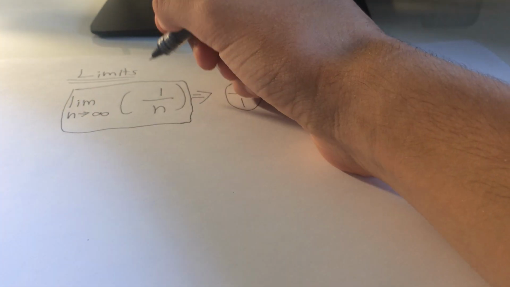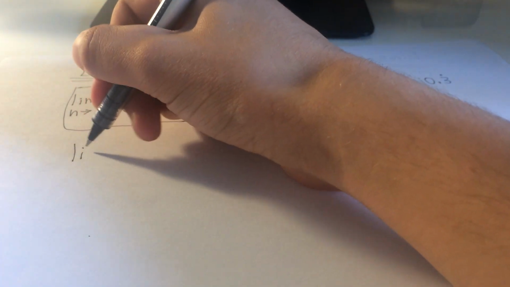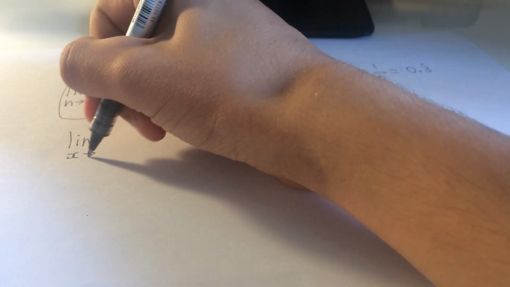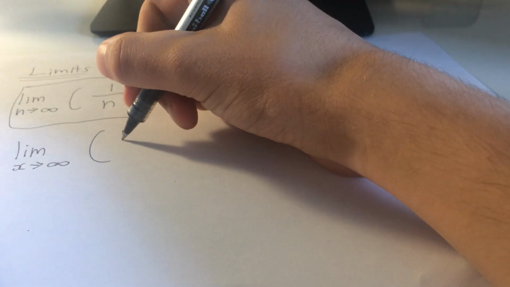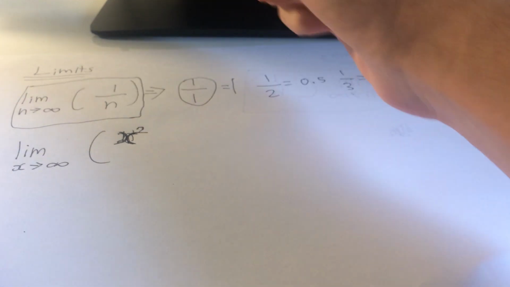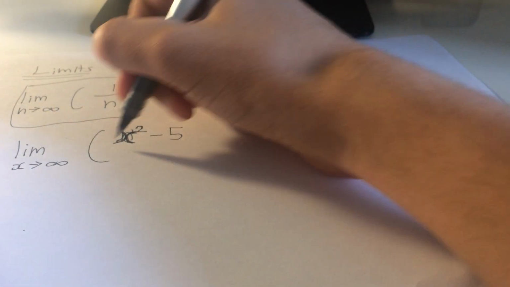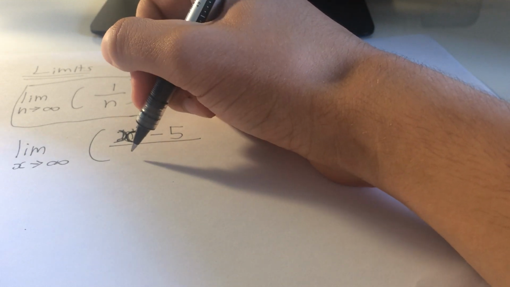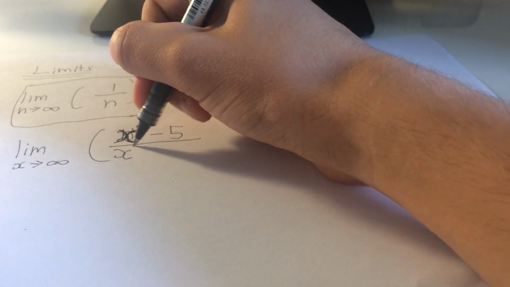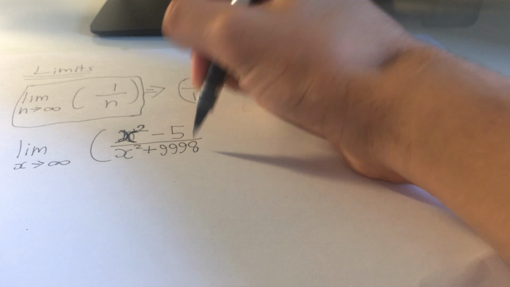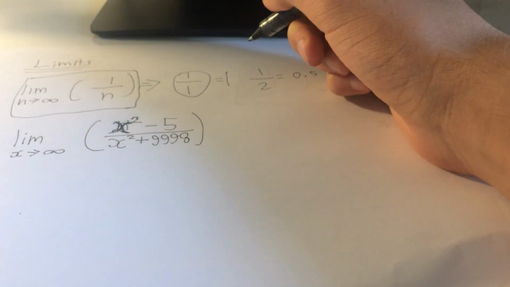So I'm just going to show you another example. So the limit as x approaches infinity of, it's not n, x squared minus 5, and let's just say x squared plus 9998. Doesn't matter.